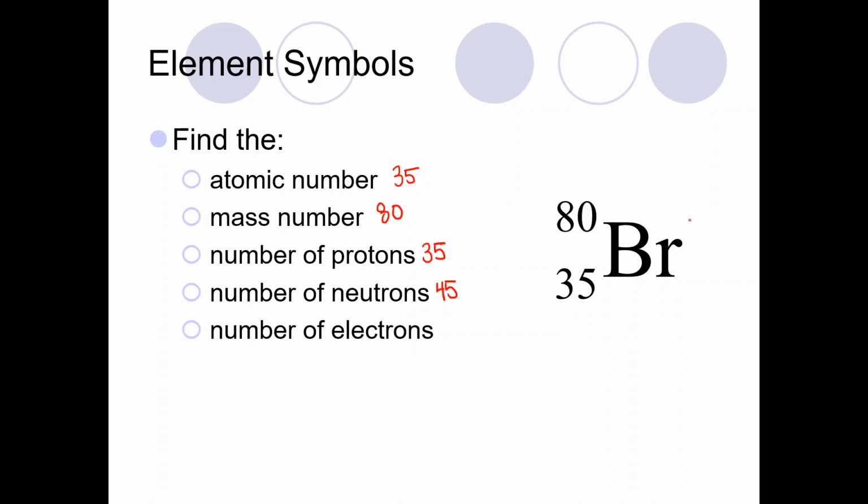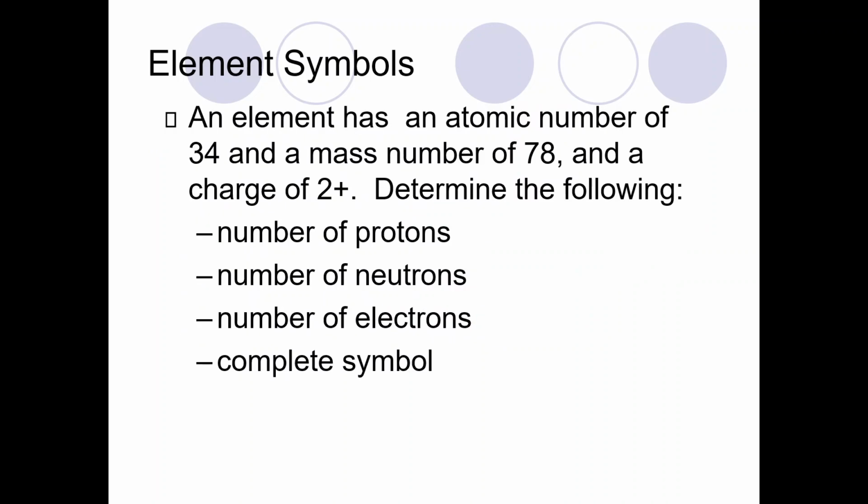If there's no charge written in this top right corner, that means my protons and electrons are the same. 35 electrons. Okay.